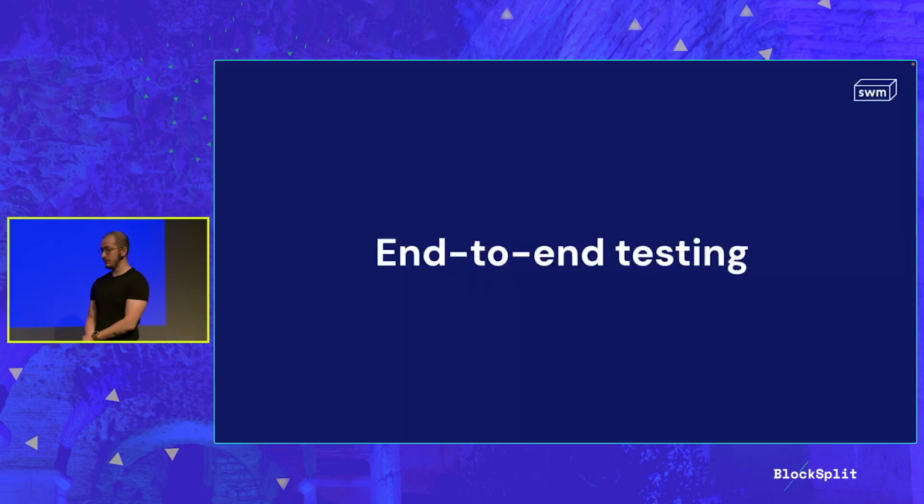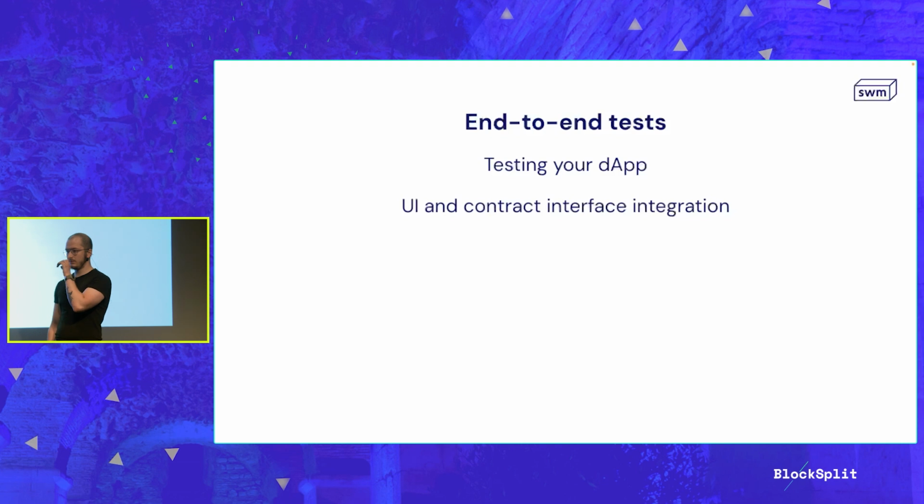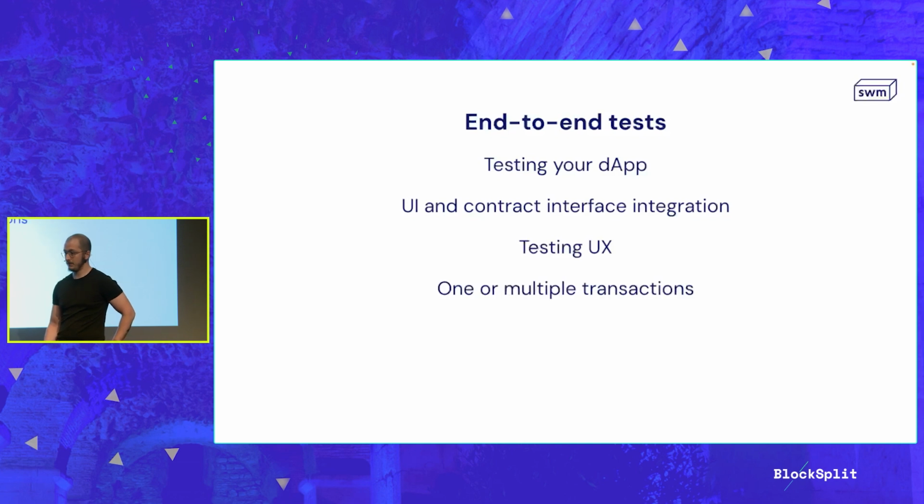End-to-end testing, which I mentioned before, is basically testing your dApp end-to-end: interface, contract, etc. There is this UI and contract interface integration, testing the UX. One scenario can contain one or multiple transactions, or a whole flow, basically. Like you might want to test your onboarding flow or something like that.